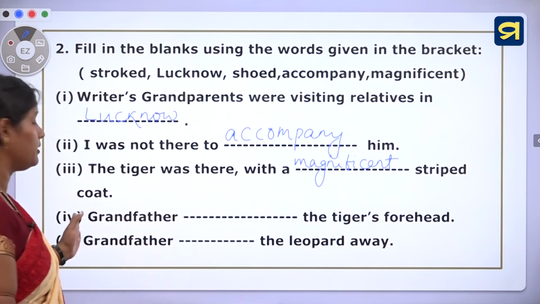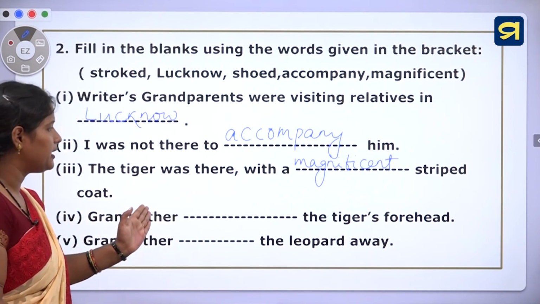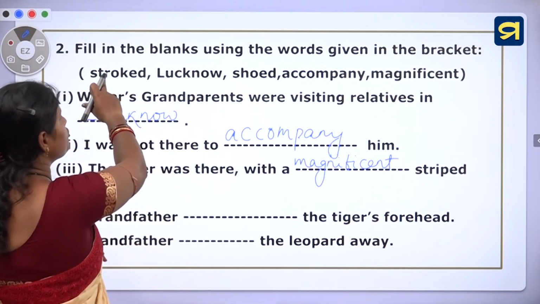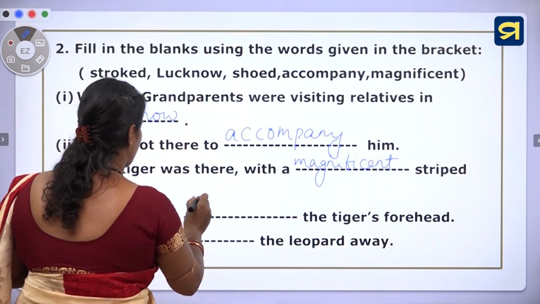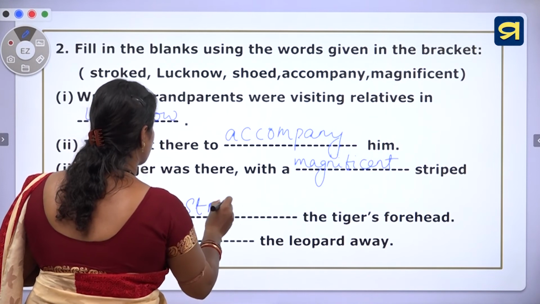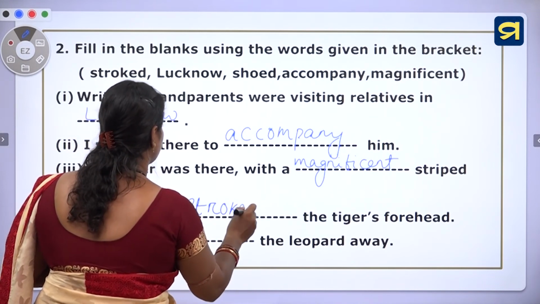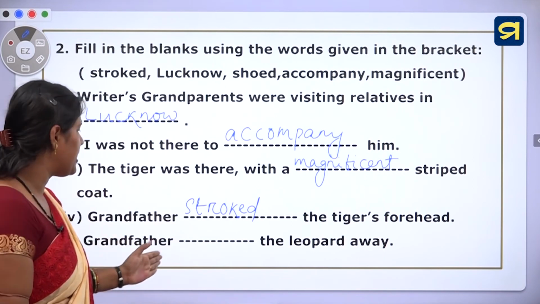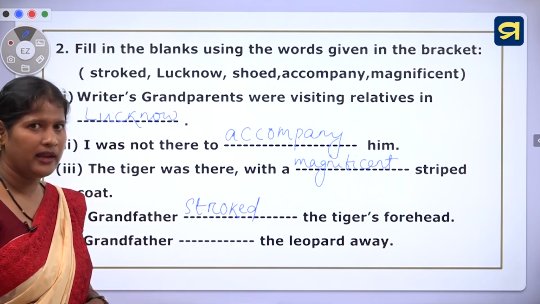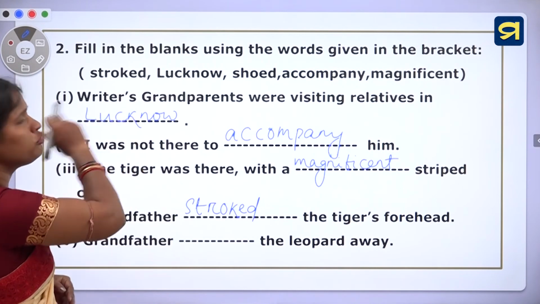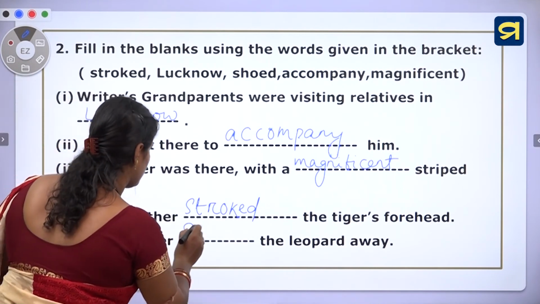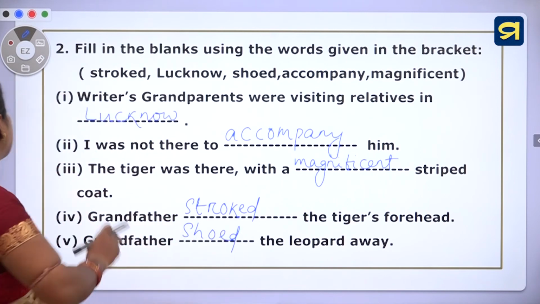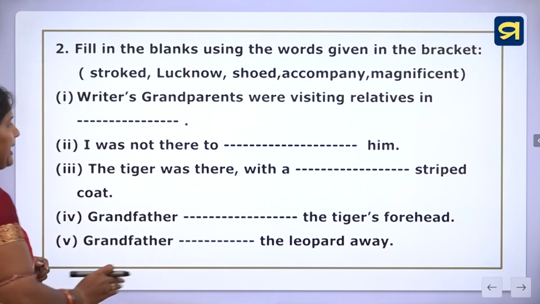Okay, dear children. Number 4. Grandfather dashed the tiger's forehead. Very good. Stroked. Number 5. Grandfather dashed the leopard away. Very good. Shooed. Okay, dear children. Let us move next.